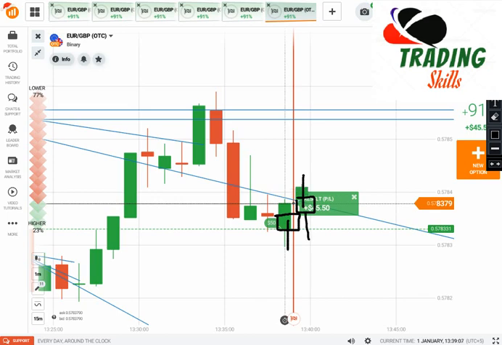So this is how we can take trades. Now you can see still there is a gap, so therefore the market is trying to go up.